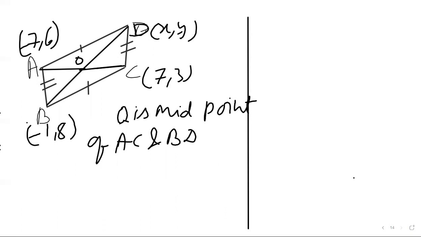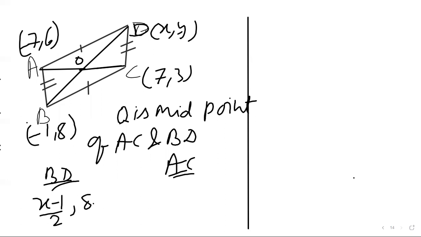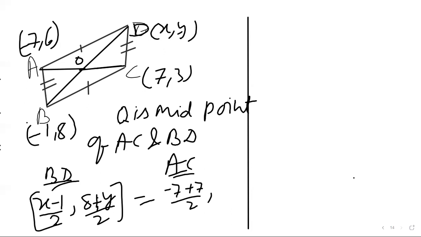Therefore, the midpoint of BD is (X minus 1 by 2, 8 plus Y upon 2), which equals the midpoint of AC, that is (minus 7 plus 7 upon 2, 6 plus 3 upon 2).